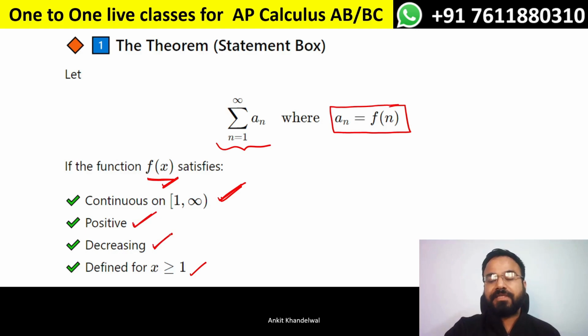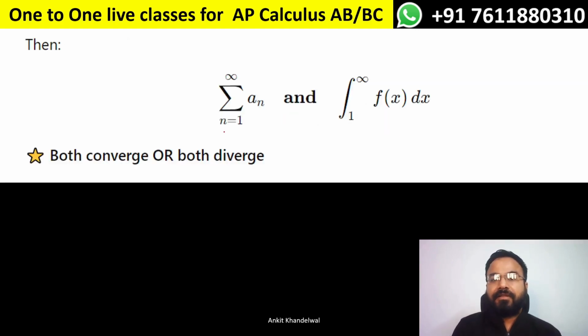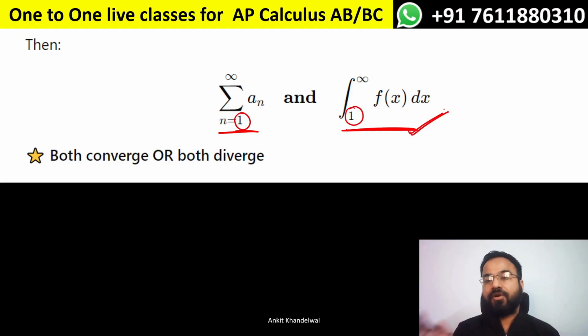If it follows these conditions, then this series and this integral both will have the same nature. So we will take the improper integral of this function from 1 to infinity, and the series and the integral both have to behave the same. If this improper integral converges, our series converges, or if this improper integral diverges, our series will diverge. So we have to solve this improper integral.